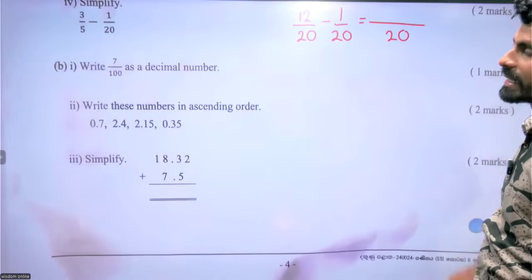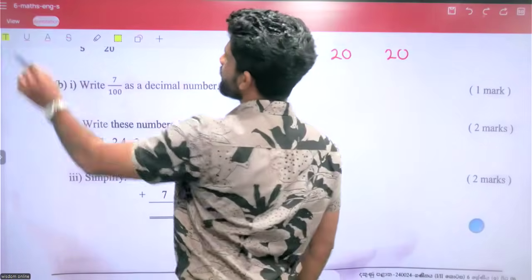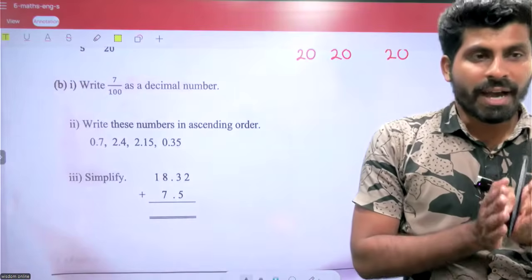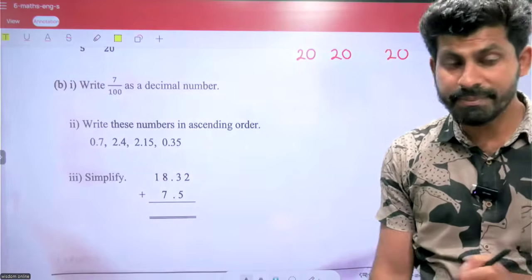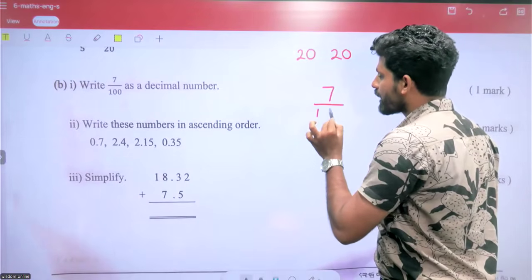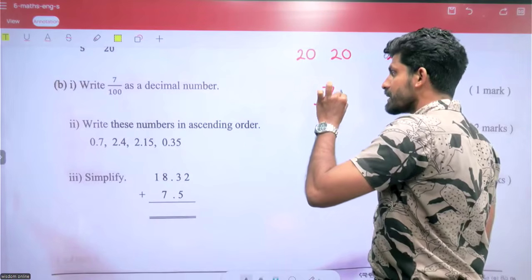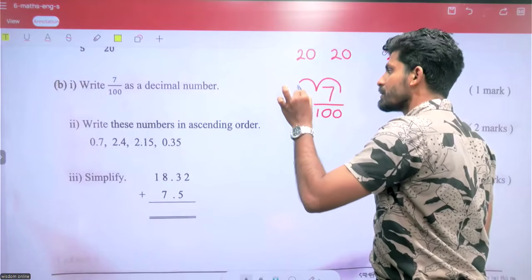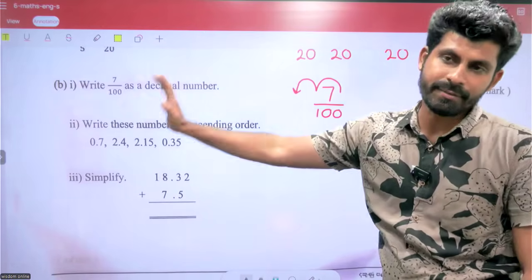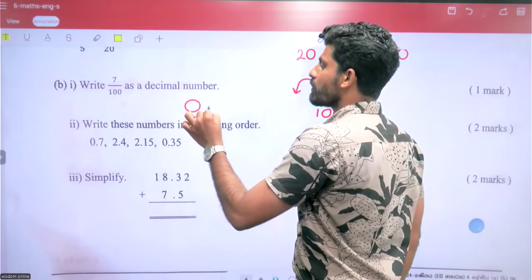Then let's quickly move to the B part. Easy. 5, 6, and 7. Look at the B part. Write 7 over 100 as a decimal number. 7 over 100, 2 zeros are there. 2 zeros means 1, 2, moving 2 decimal places to the left. 0.07.